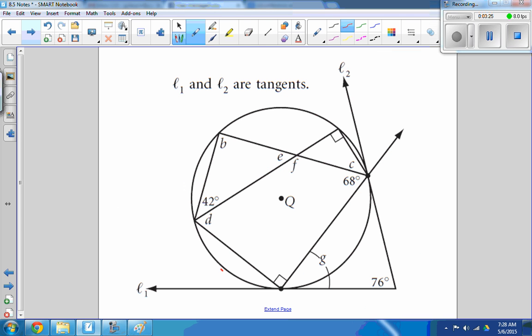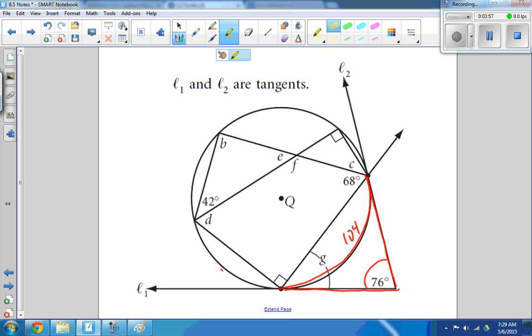Now let's go back and solve some unknown angles and arcs, doing a little bit of review of previous concepts. So let's see what we have here. This angle here, 76, creates this arc. Now, from previous, we learned that the angle the tangents create is supplementary to that arc. So this arc is 104 degrees.